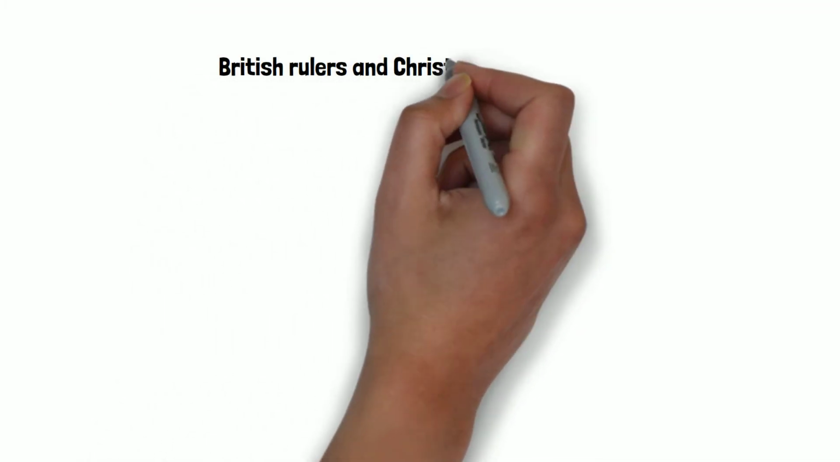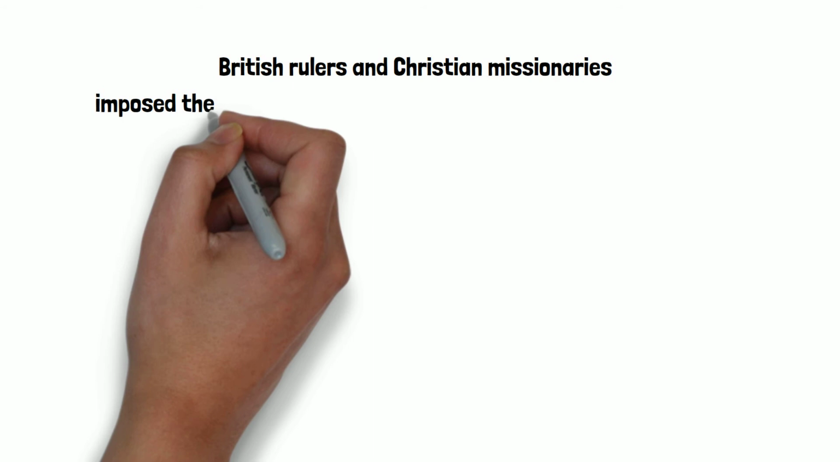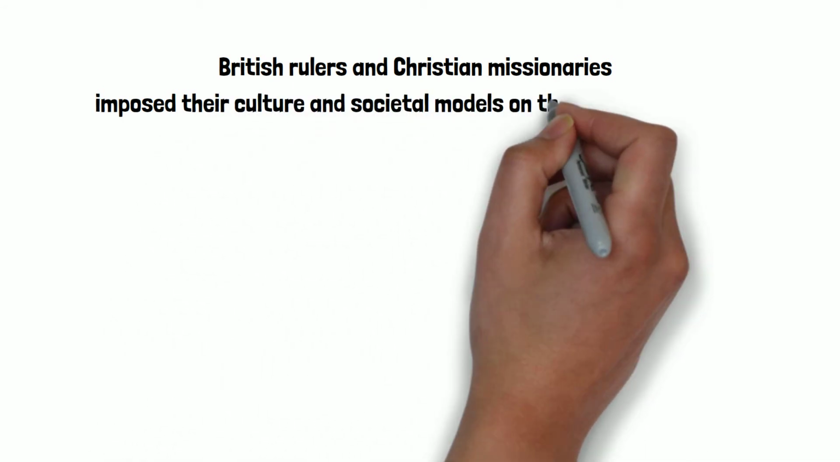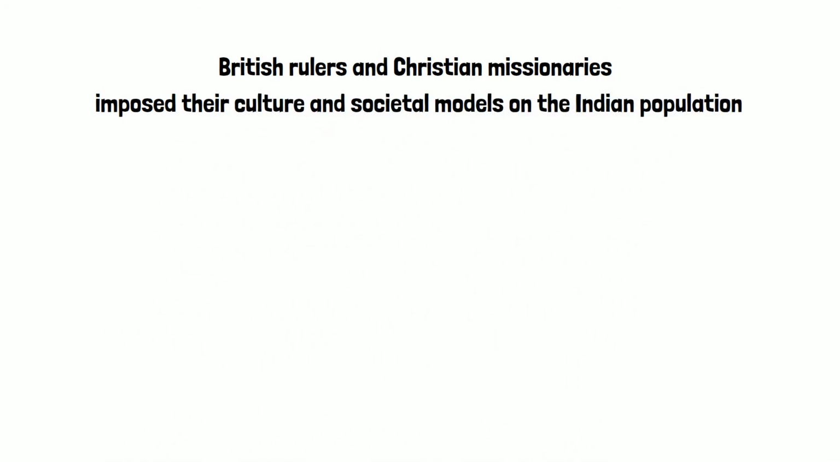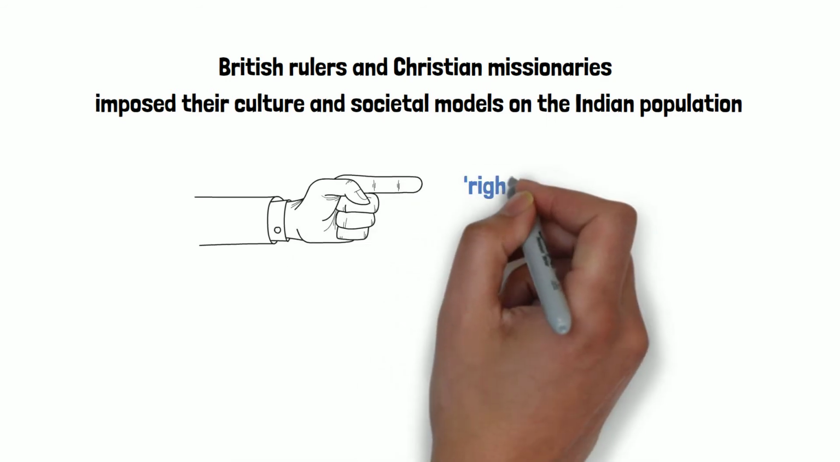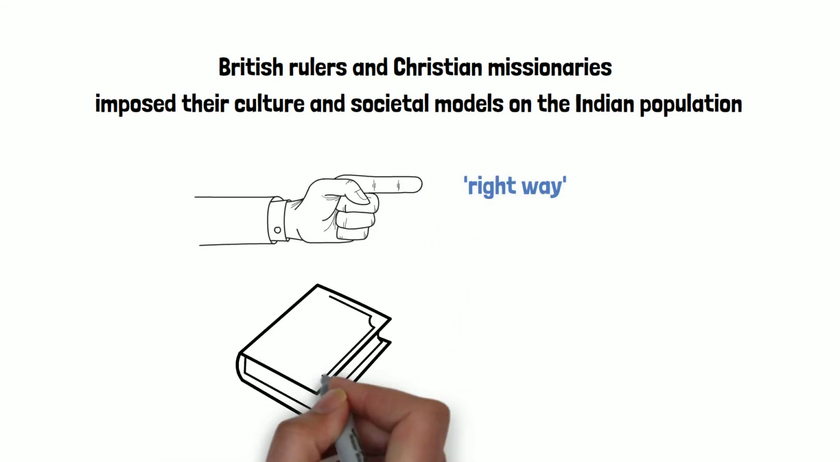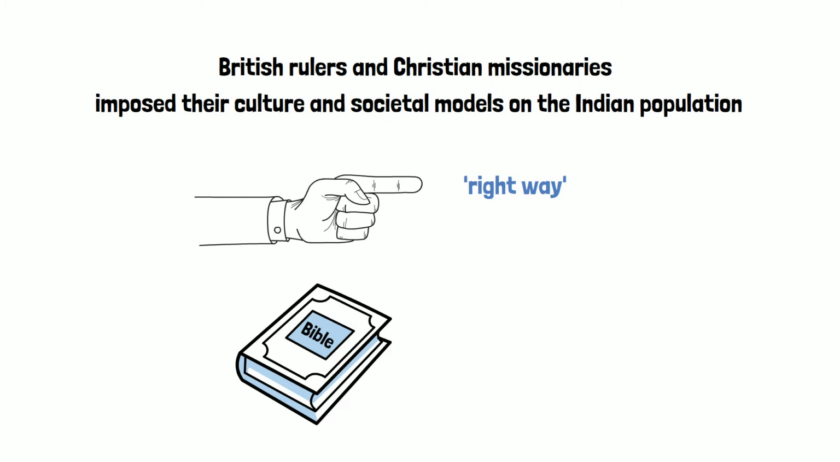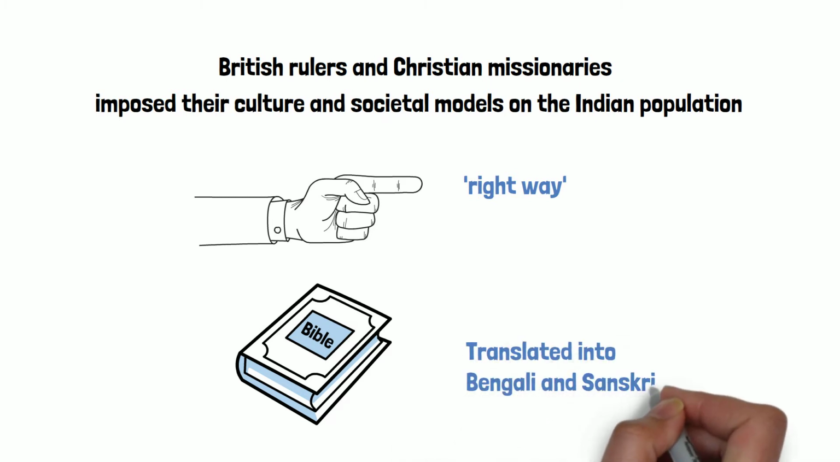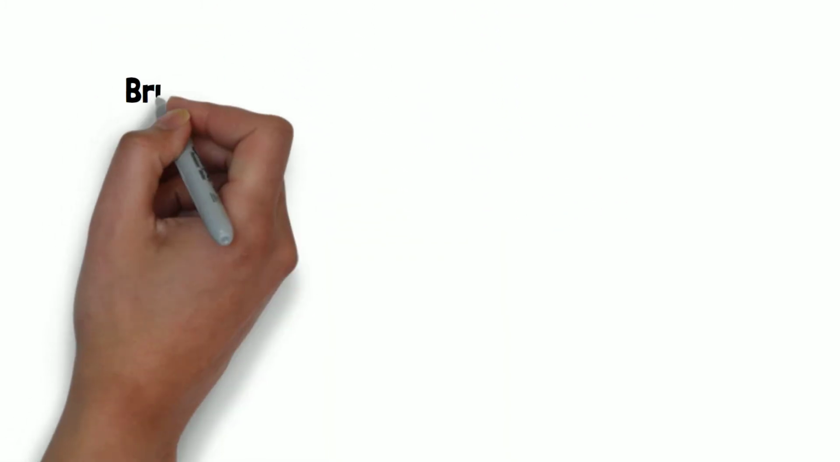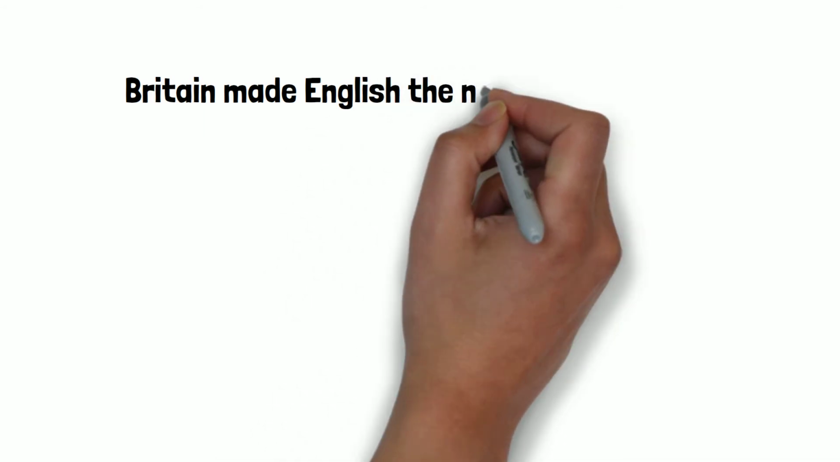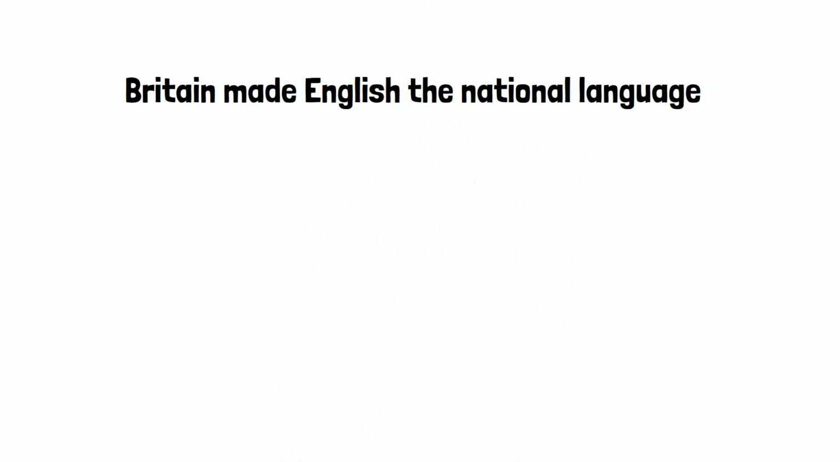Alongside this, British rulers and Christian missionaries imposed their culture and societal models on the Indian population, assuming that they were the objective right way. For example, Christian missionaries translated the Bible into both Bengali and Sanskrit and attempted to enforce its ideologies on the Indian people. Britain also heightened inequality by making English the national language.